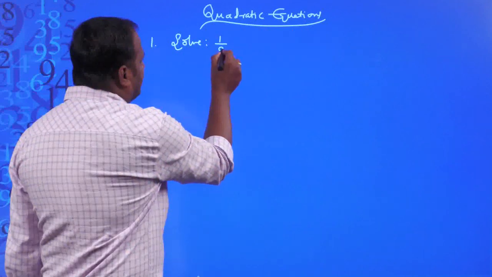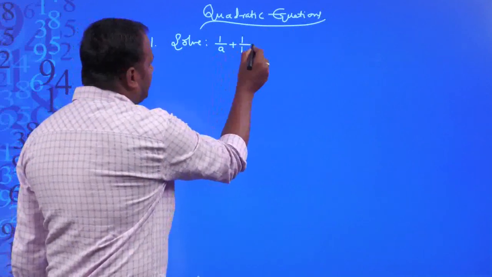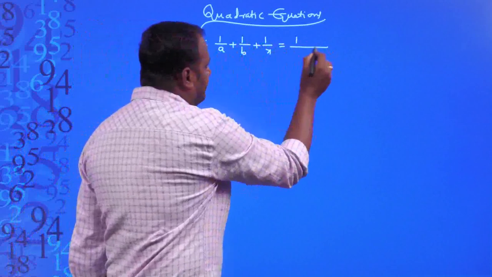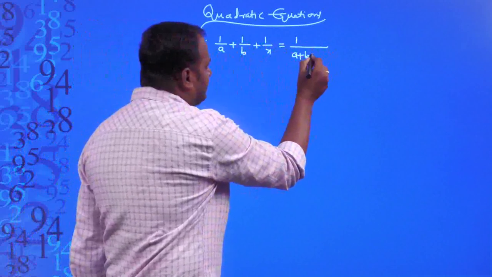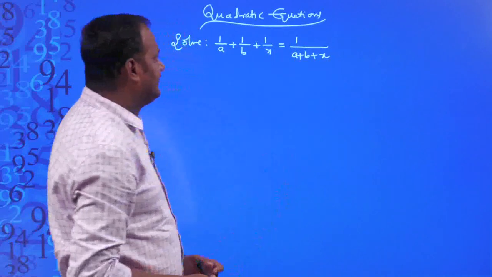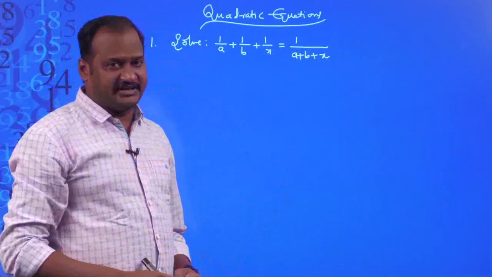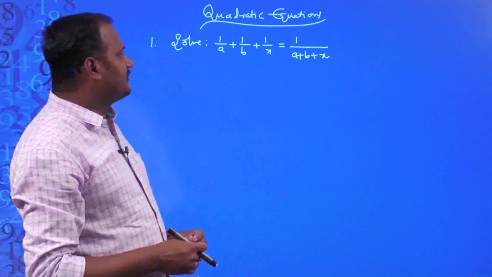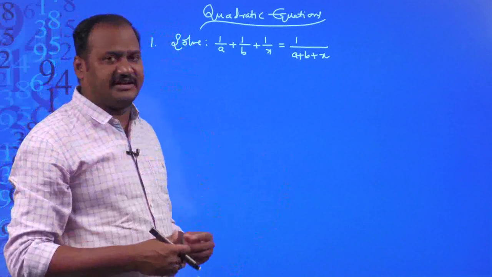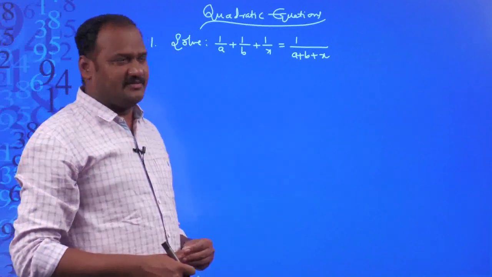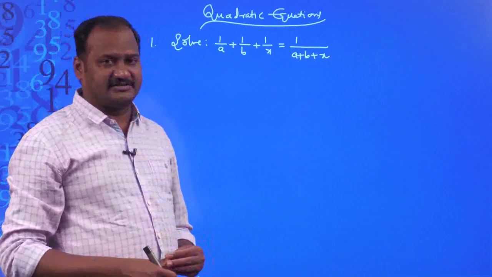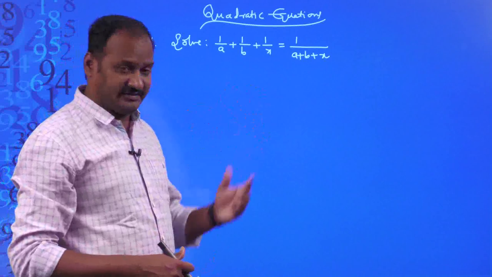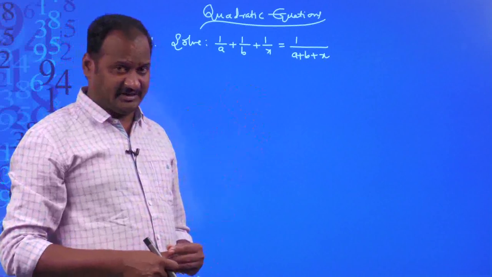1 by a plus 1 by b plus 1 by x is equal to 1 divided by a plus b plus x. How to solve this quadratic equation? Of course, it is not in the standard form of a quadratic equation, but I would say that it is a quadratic equation. But how can I say that? And moreover, what are the strategies to solve this particular equation? We'll have to think about that.